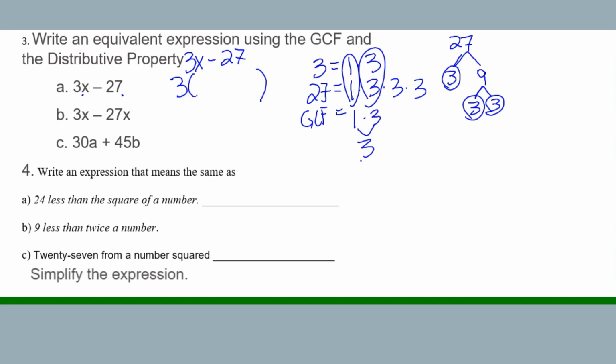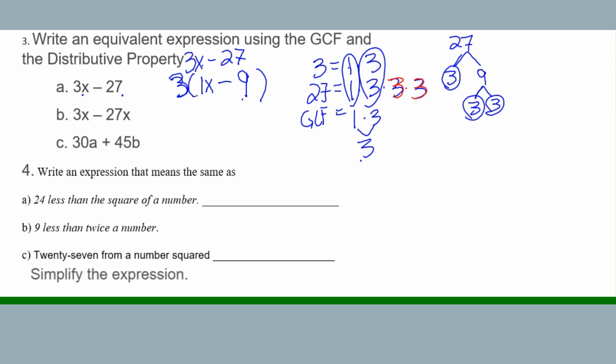3 times what number will give me 3 times x? 3 times 1 times x, or just 3 times x. You don't have to put the 1 there. Minus 3 times what number will give me 27? That number is 3 times 3. So I like prime factorization. So 3 times 3 is 9. So 3 times 9 is equivalent to 27. So this is equivalent by the greatest common factor, 3, and the distributive property. So our answer here is 3 times x minus 9.